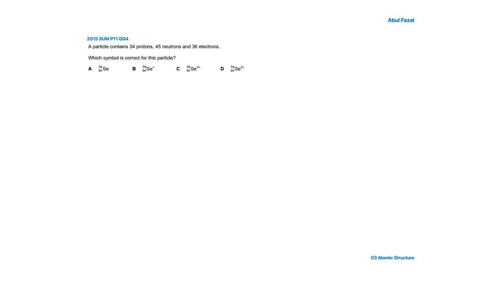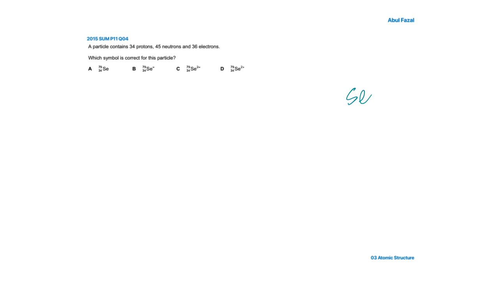Let's move on. A particle contains 34 protons, 45 neutrons, and 36 electrons. What is the correct symbol for this particle? Well, I think it's selenium they're talking about. Se is there, and that's true for all of them. So let me not look at the options and try to figure out what the particle is going to be. It's selenium to begin with.